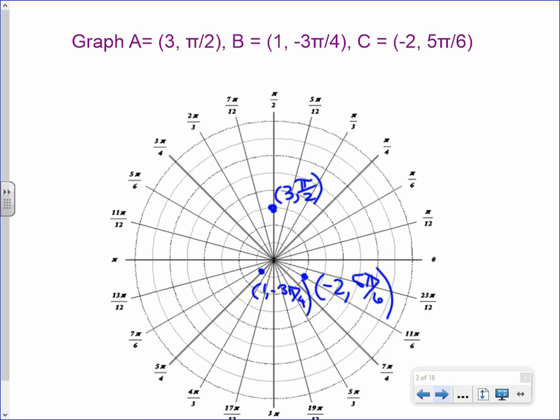We can also express our coordinates in an infinite number of ways. Negative 2, 5 pi over 6 we could also express as 2, 11 pi over 6, or 2, negative pi over 6, or negative 2, negative 7 pi over 6. Lots of different ways we can do that.